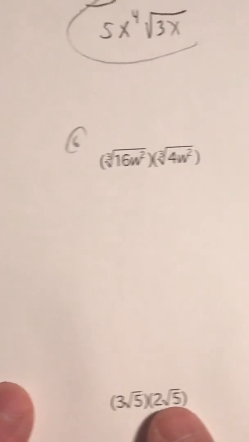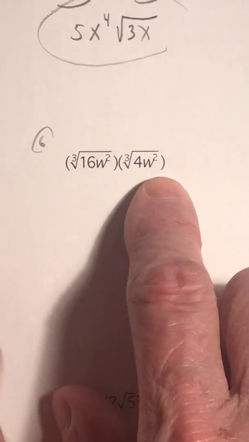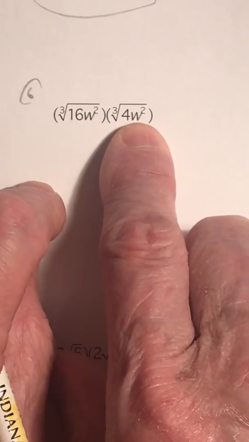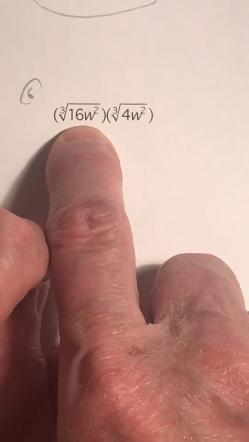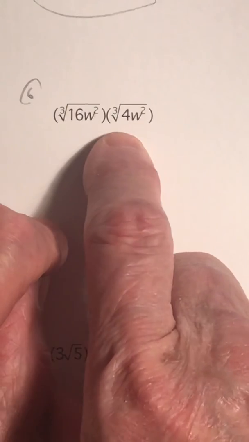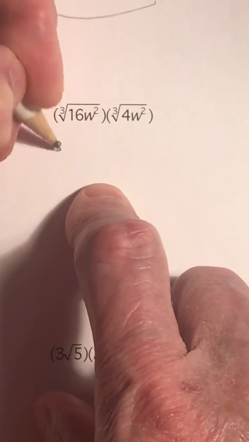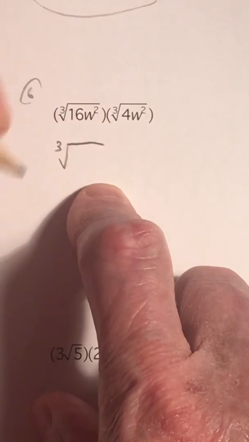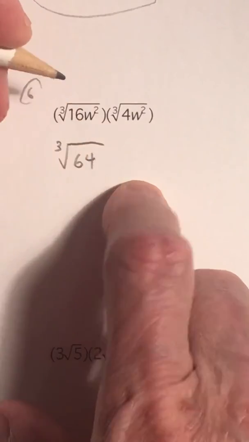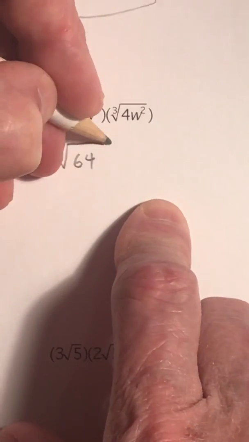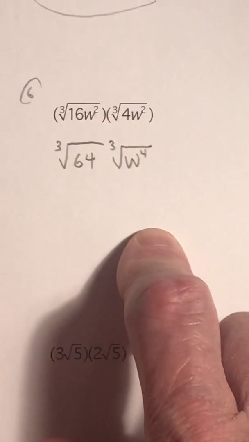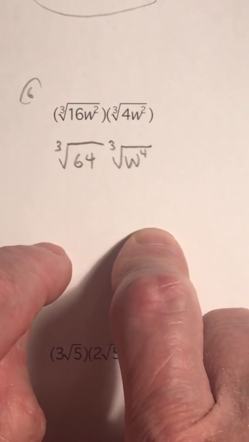Let's slide over here. The parentheses are there just to reinforce the idea that it's a multiplication exercise. It's this times this. We could factor out an 8 there because it's a perfect cube. But let's just multiply these together first and see what happens. Because with the quarantine, we've got all day, right? 16 times 4, that's 64, right? And then w squared times w squared, that's w to the 2 plus 2, w to the 4th. Okay?